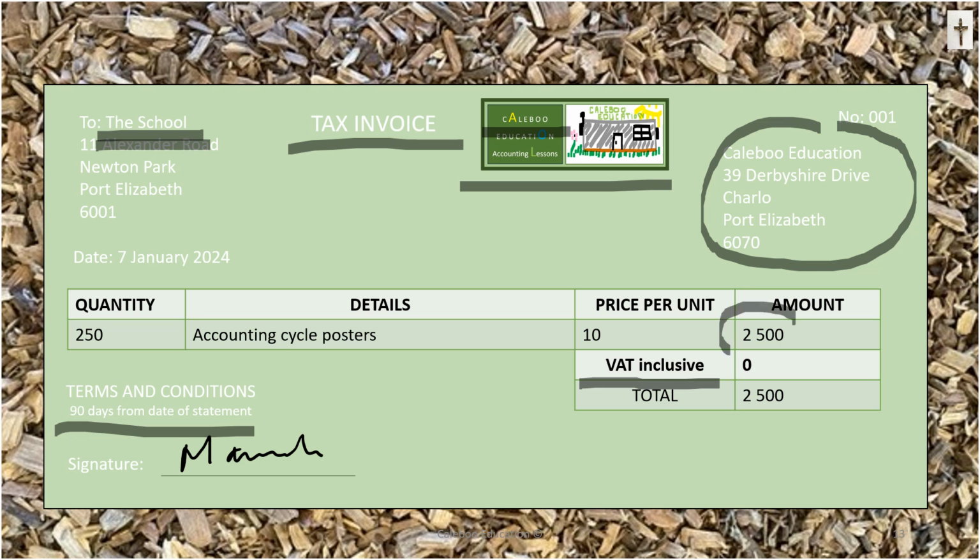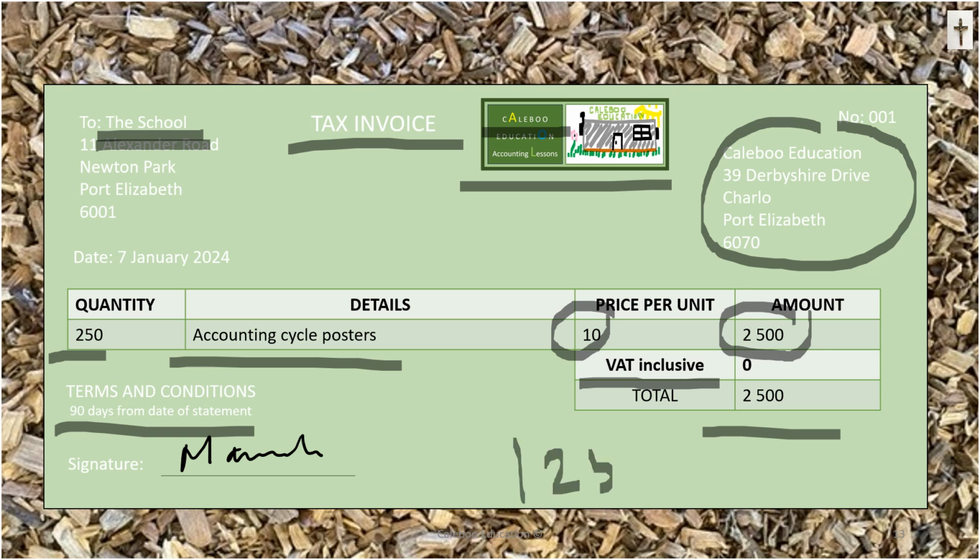The amount these posters were sold for was 10 Rand per unit. 250 posters were sold, so the invoice total was 2,500. Remember, the cost of these posters from the printers who printed these posters was 1,250, and they were sold in total for 2,500. This is the document used to record this transaction.